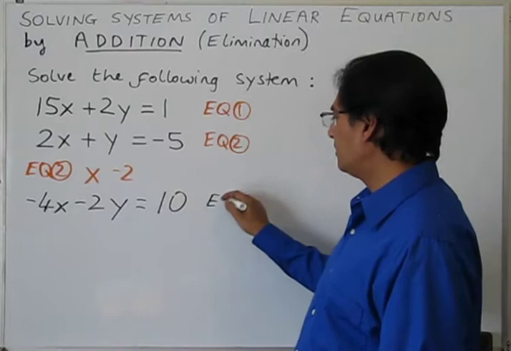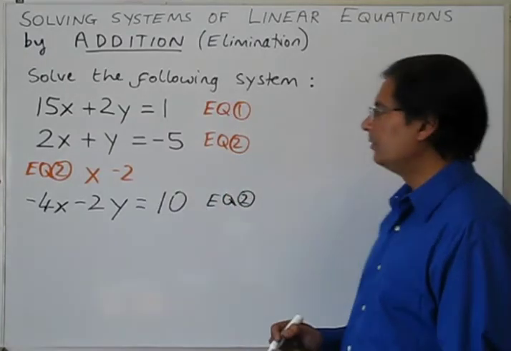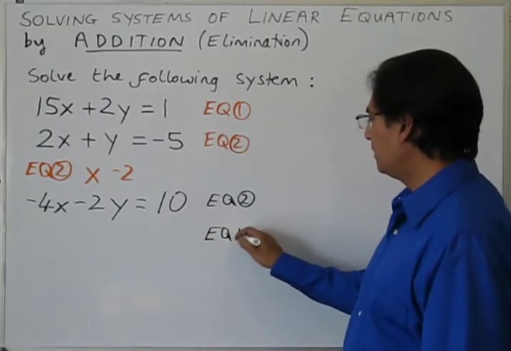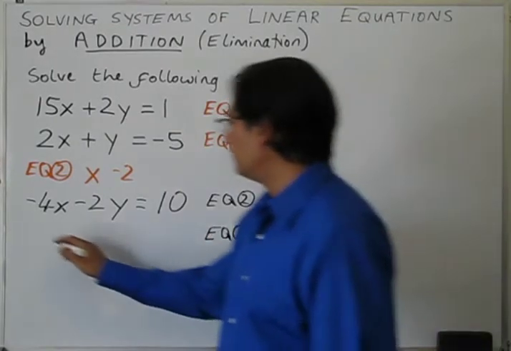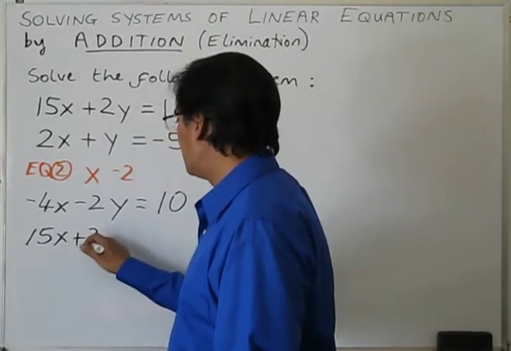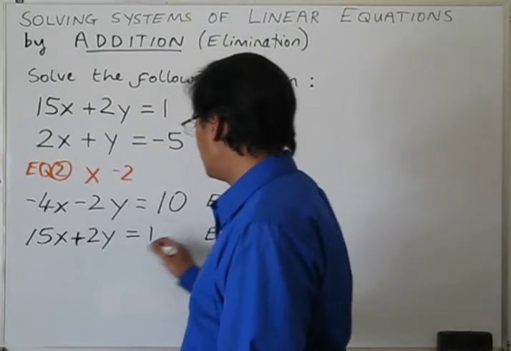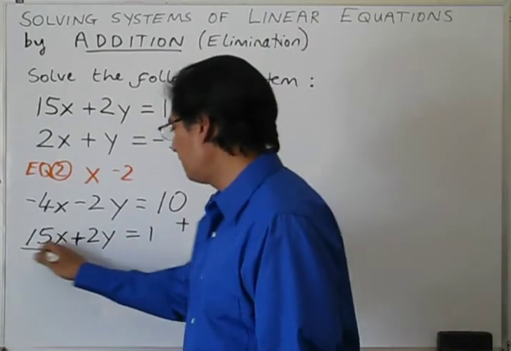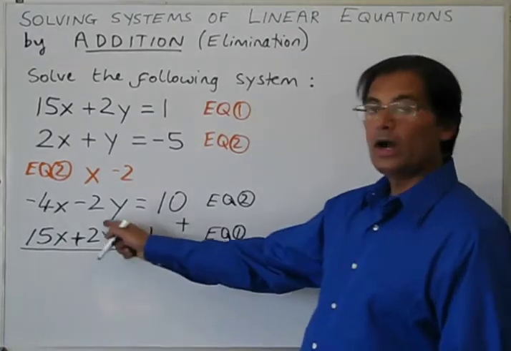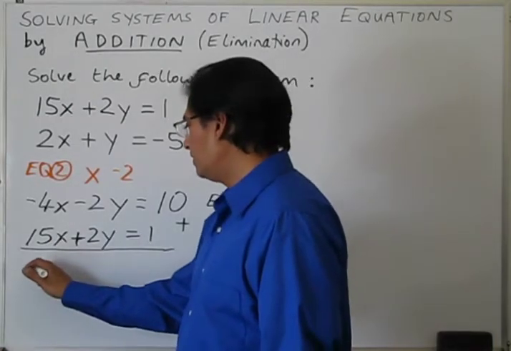So this is actually equation 2, just multiplied by negative 2. And we just bring down equation 1 now. We bring down equation 1, we get 15x plus 2y equals 1. And now I can see if I add these two, the y's will eliminate. Negative 4x plus 15x is 11x.